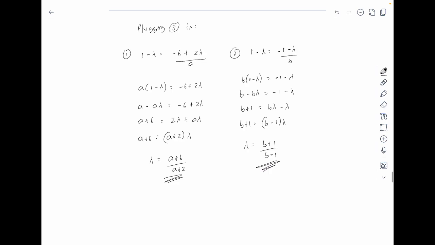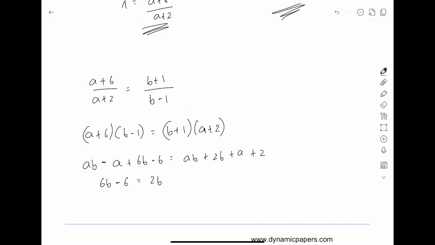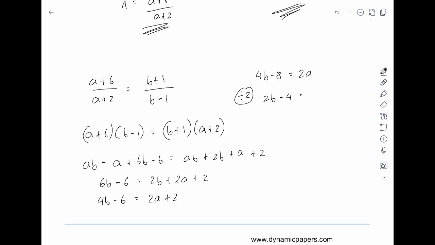Therefore, we get lambda equaling A plus 6 over A plus 2, and lambda equaling B plus 1 over B minus 1. Now, once we equate these, we get 2B minus 4, and then finally 2B minus A equals 4 after rearranging the equation, and then dividing by 2.